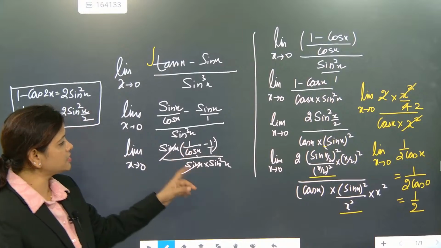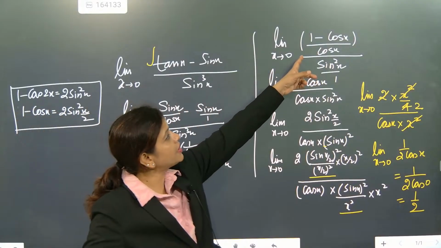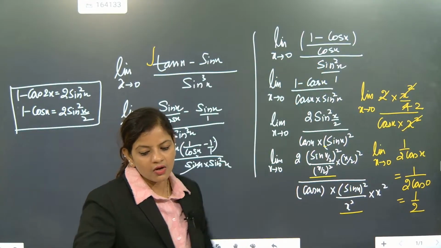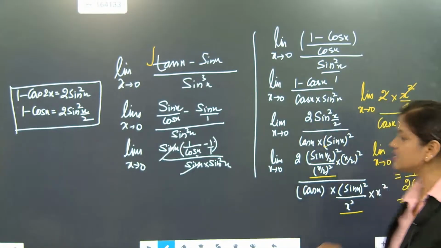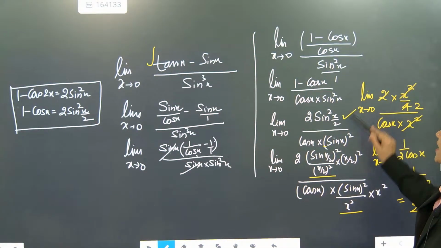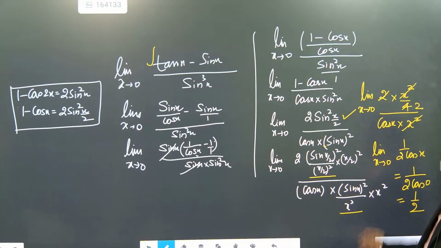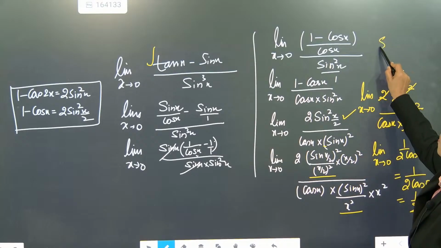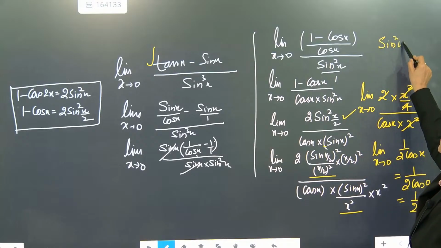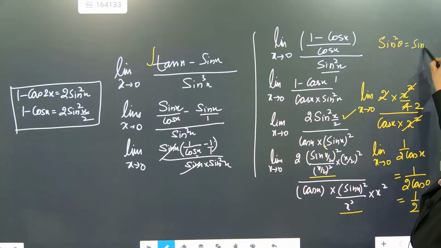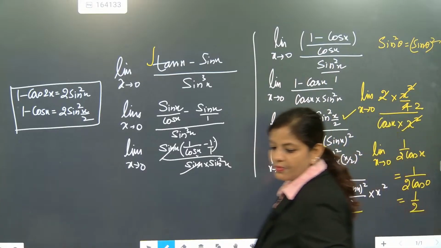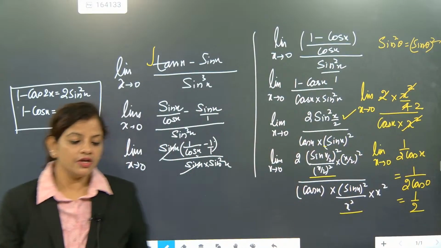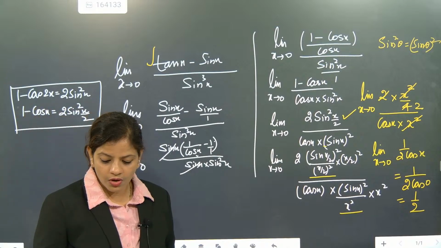1 by cos x. You take LCM. It will become 1 minus cos x by cos x. And once you have done till here, Nishika, 1 minus cos x formula will become what? 2 sine square x by 2. And then see, always remember, sine square theta is what, Nishi? Sine theta whole square. So whenever somebody gives you sine square theta, you can say sine theta whole square.